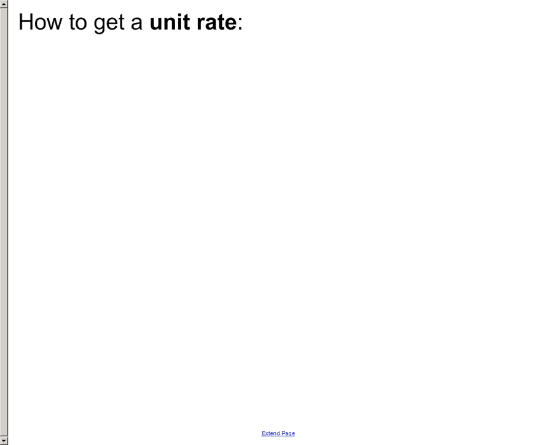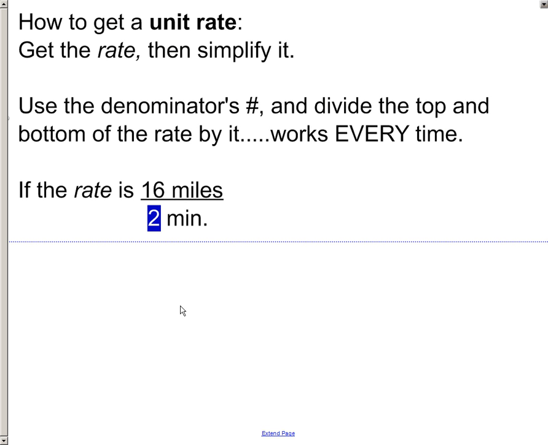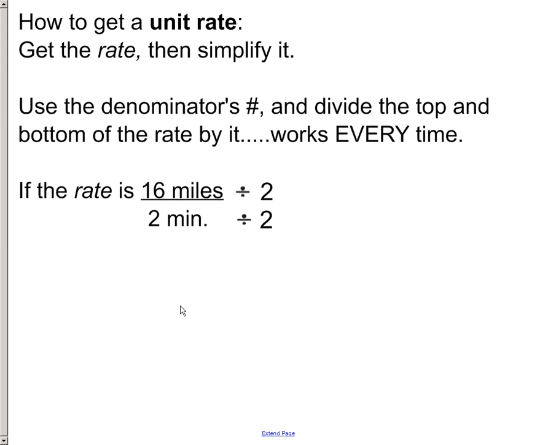Now, how do we get a unit rate? Well, first off, you got to get a regular rate or ratio, and then you go from there. And then basically, you take a look at the bottom number and you use that number. So right here, we've got 16 miles to 2 minutes. This is a rate because it's a ratio basically with the labels. And I'm focusing right here on the bottom number. That's 2. And so we're going to divide top and bottom by 2 because that's the number used. And what that does is that lets us get a 1 on the bottom.